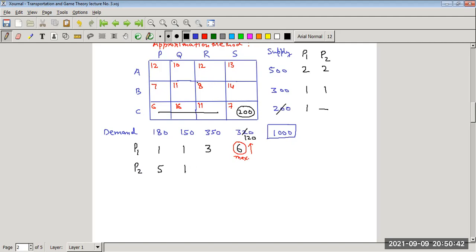So 1. 8 and 12, so we get 4. And this 13 and 14, so we get 1. Now 5 is the maximum, because the penalties are 5, 1, 4, 1, 1, 2. 5 is the maximum penalty, so we choose this maximum penalty.